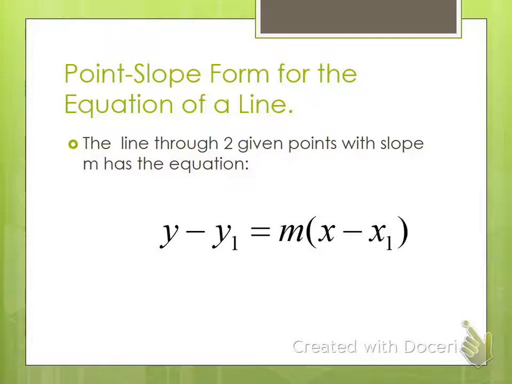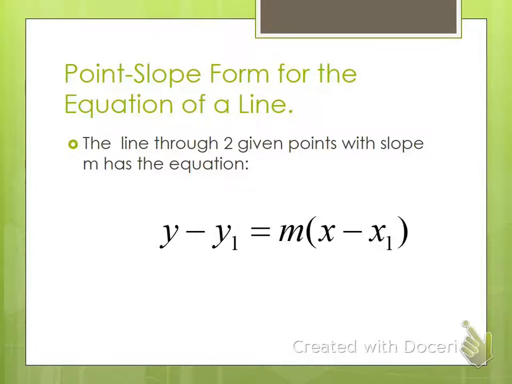All right, point-slope form for the equation of a line. The line through two given points with slope m has the equation y minus y1 is equal to m times the quantity x minus x1.